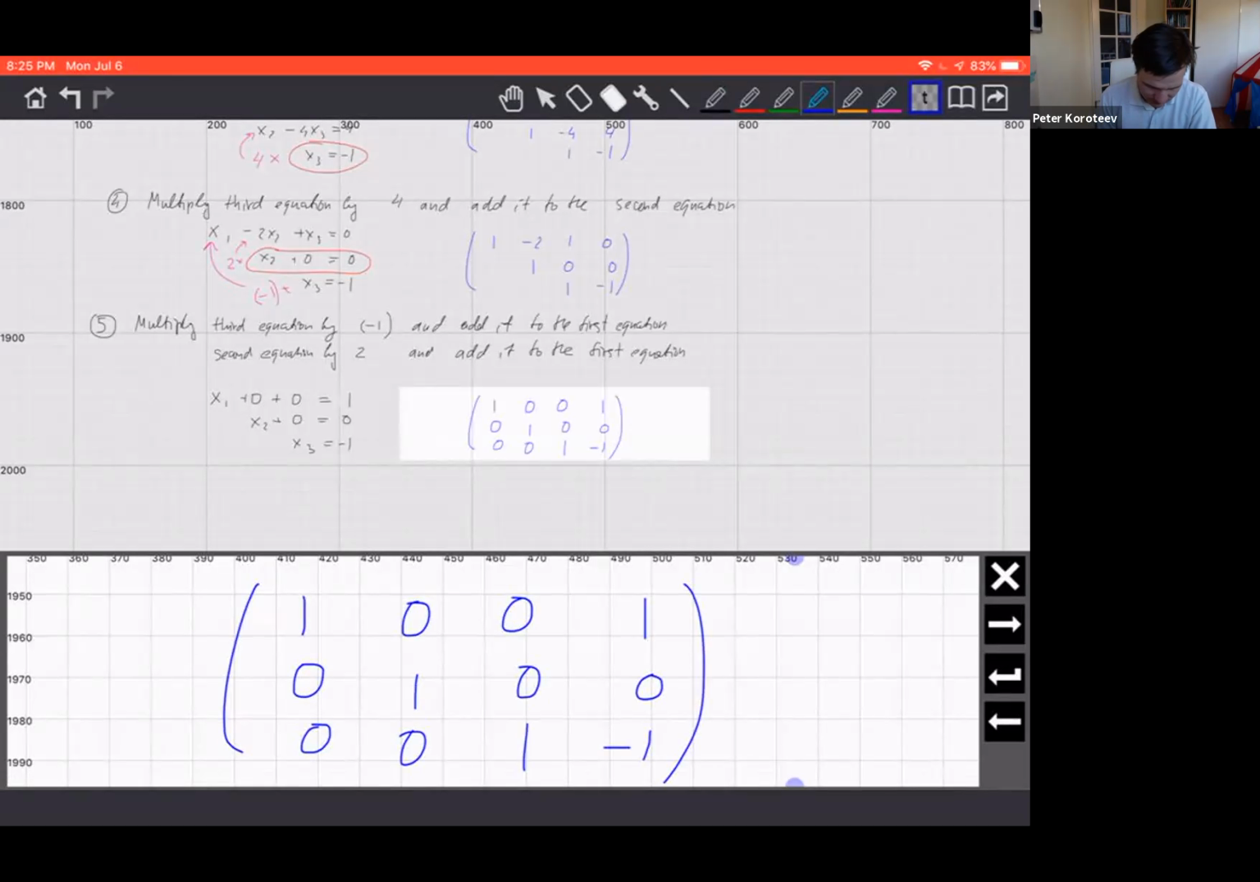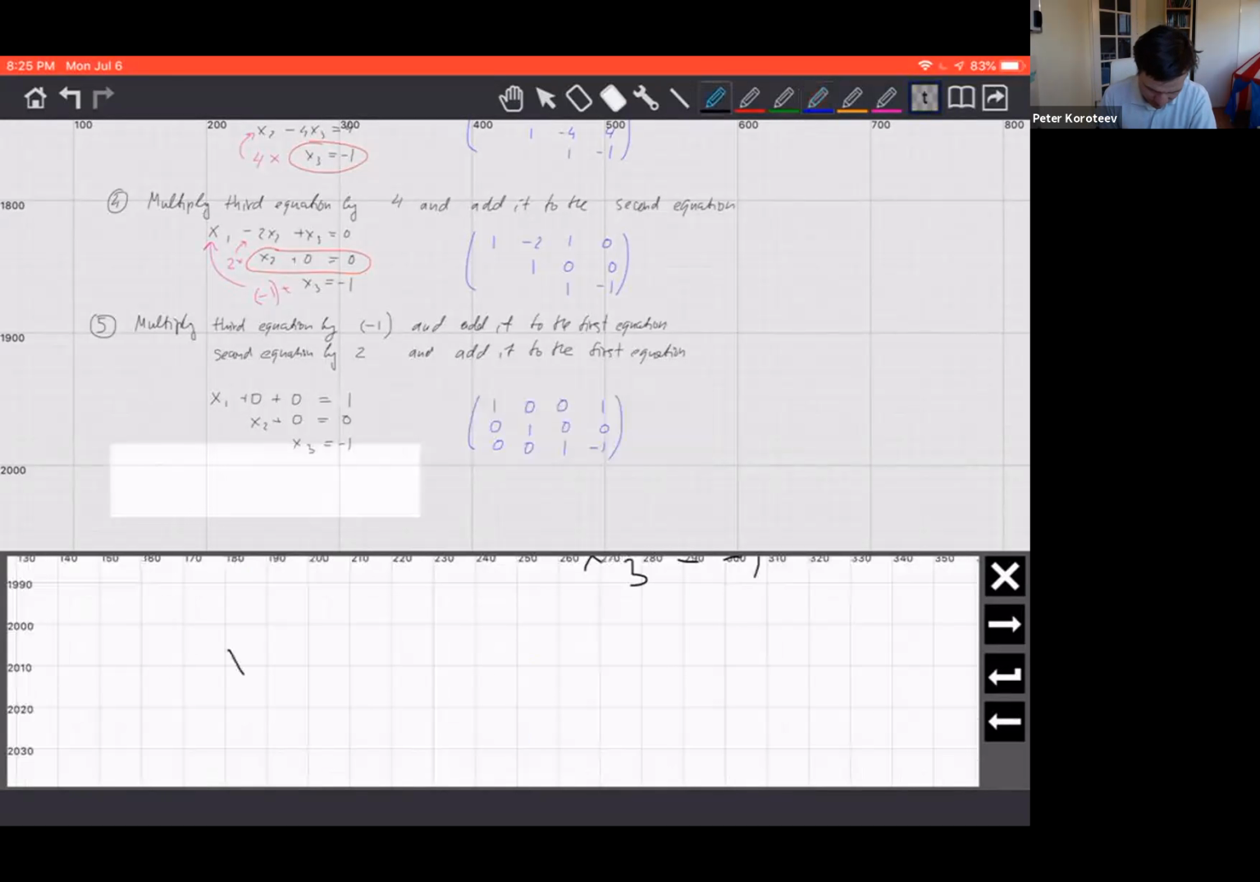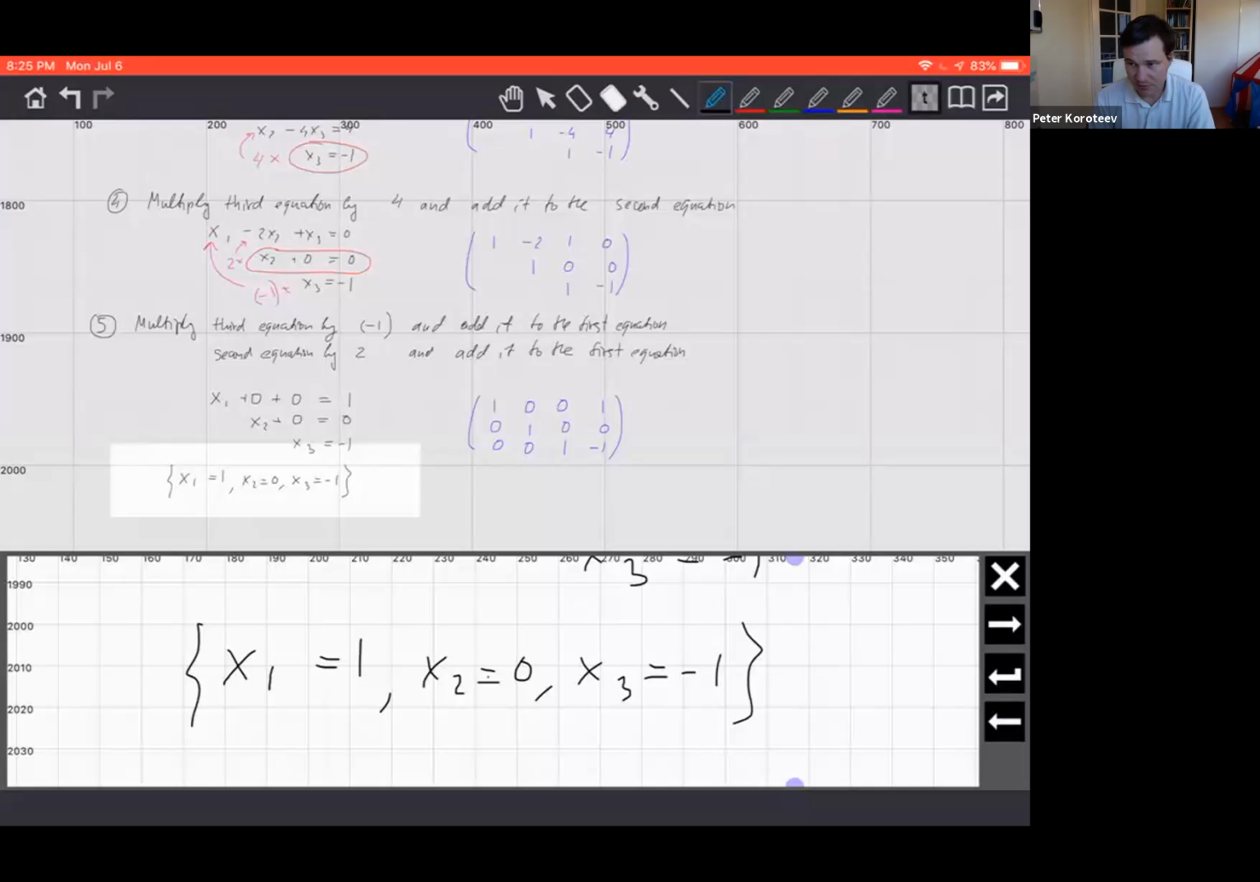So we can write here that x1 equals 1, x2 equals 0, x3 is equal to minus 1. Right? And yeah, so it turns out that in this example, the solution is unique.